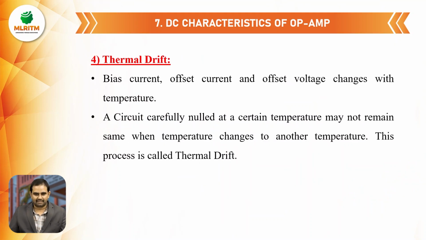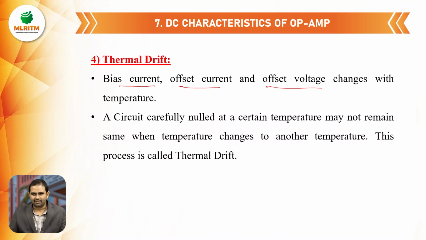So coming to the last type of DC characteristic, that is thermal drift. Till now we have seen different DC characteristics of the op-amp, that is bias current and offset voltage. Let us assume we have adjusted the bias current, offset current and offset voltage to zero. Suddenly the temperature changes. Then what will happen? These values will also change. That is the major concern for this operational amplifier.